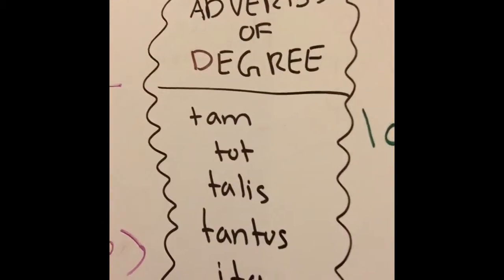And also for the formation of adverbs, you have to know the adverbs of degree, which are tam, tot, tales, tantus, ita, which I have here, and which should be on the paper that I gave to y'all. So that's basically all I have to say about gerunds and gerundives and the formation of adverbs.